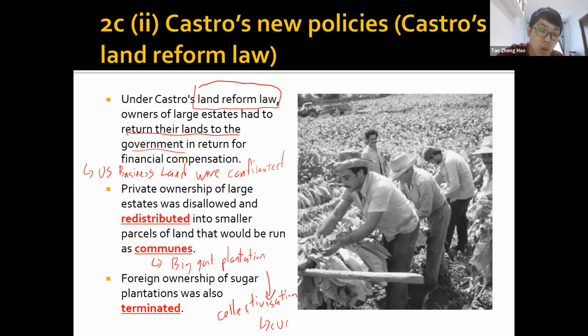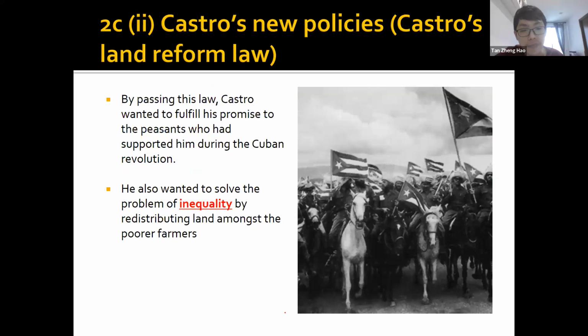So this whole thing starts to look like communism slowly. Everything owned by the government. People cannot own a lot of private property. So to the US, Cuba is starting to look more communist day by day. And Castro wanted to do it to solve inequality. Basically, what communists also wanted to do: take away wealth and redistribute.